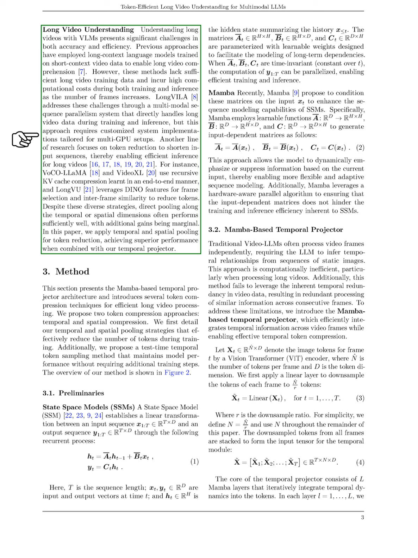Another research direction focuses on token reduction to shorten input sequences for efficient long video inference. For instance, VoCo-LLaMA and Video-XL use recursive cache compression, while LongVU employs features for frame selection to reduce tokens. Despite various strategies, direct pooling along temporal or spatial dimensions often yields satisfactory results, with only marginal improvements from additional methods. In our paper, we apply temporal and spatial pooling for token reduction, achieving better performance when combined with our temporal projector.